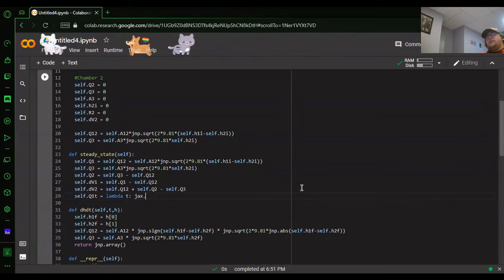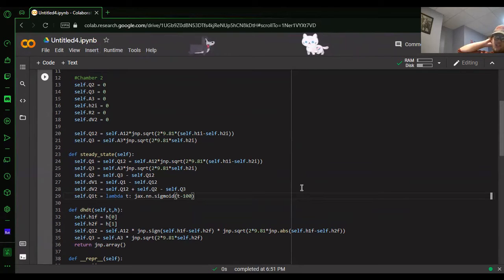So we got jax.nn.sigmoid of our t minus our tn, or our time when it switches. For this problem, our inlet will change at 100 seconds. And we're going to keep our scale at 1 for right now. Later on, we'll play around with it, see how changing the scale affects our graphs and our final values.